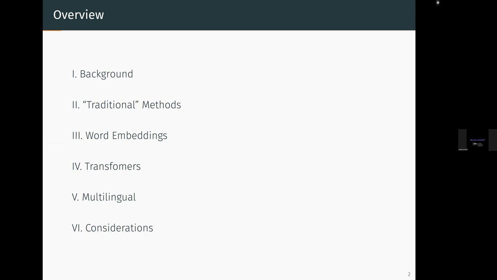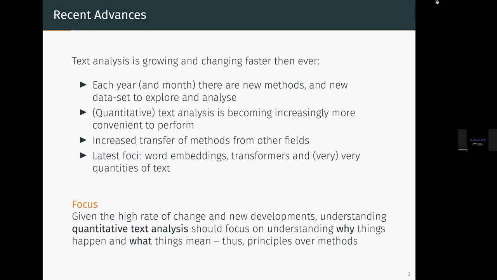And that's where the main interest is. So let's start a little bit with some background. What's been going on in the last years basically is that text analysis is very, very rapidly growing and changing faster than ever. Each year and month, we've seen new methods. Each day, we have a new large language model. New data sets come out quicker than we can analyze them.